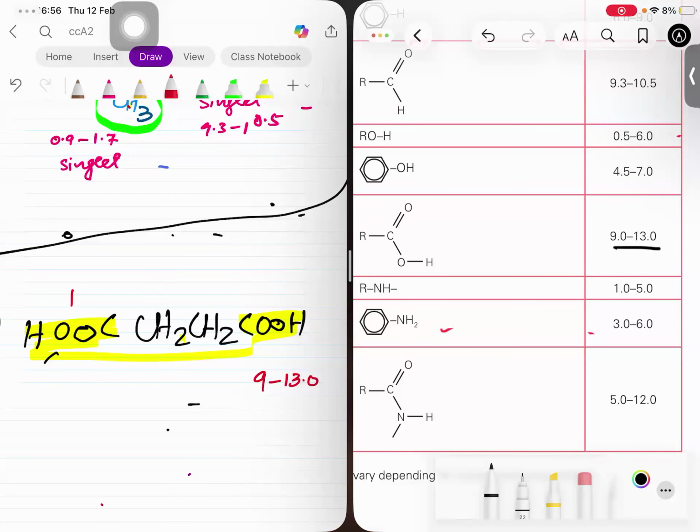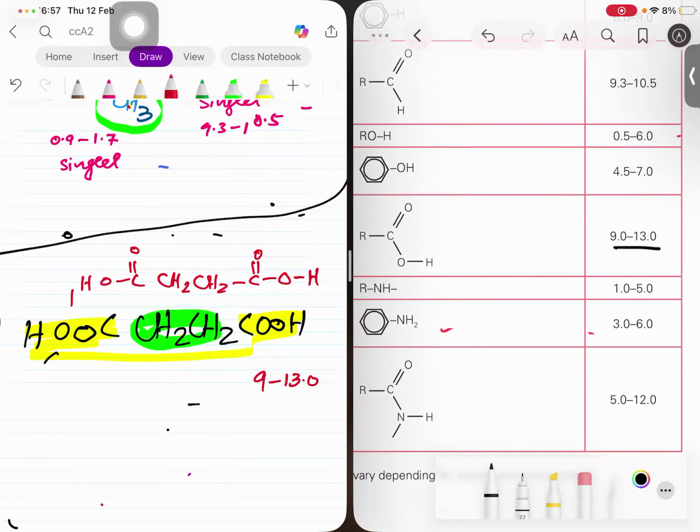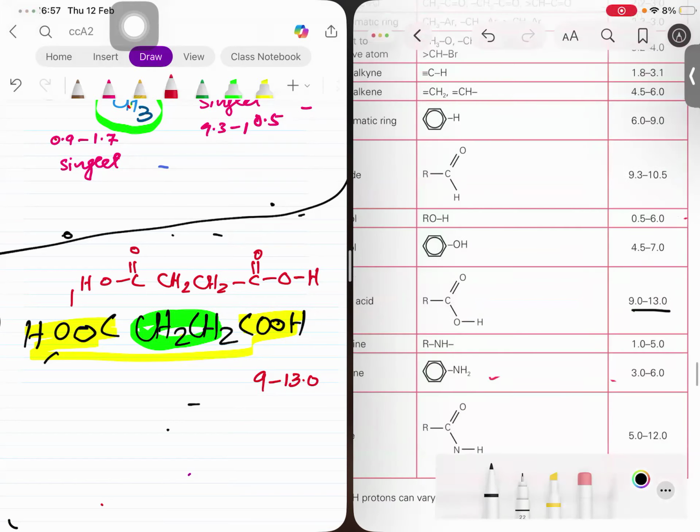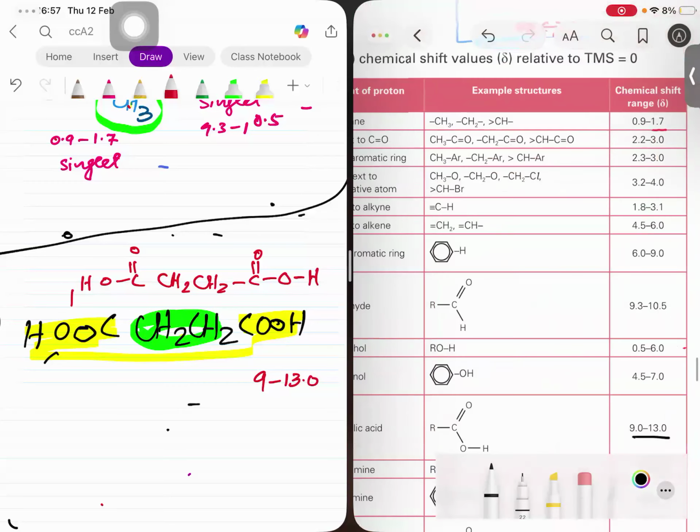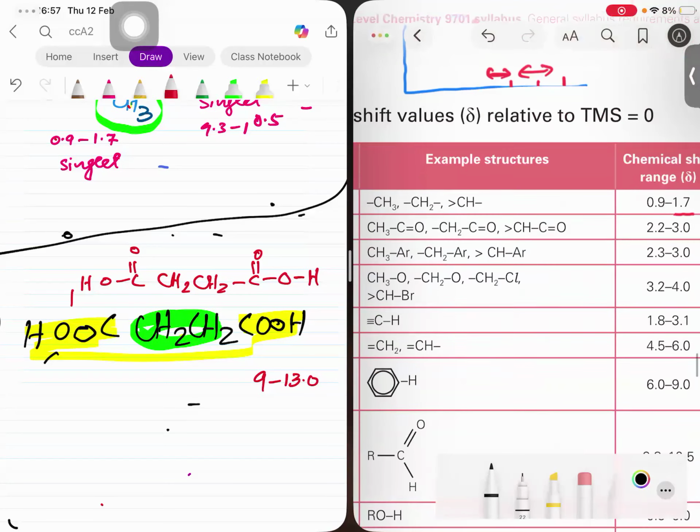Okay, and similarly, what about these two? Are they going to be the same peak for these four hydrogens? And in what chemical shift range? This CH2 is very next to C double bond OOH, and this CH2 is also next to COOH. In the data booklet, the hydrogens attached with the carbon are given on the top, and the one that is next to C double bond O is here. It is 2.2 to 3. Can you see that?